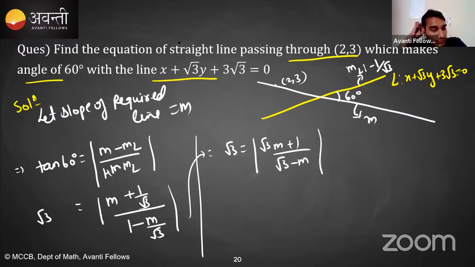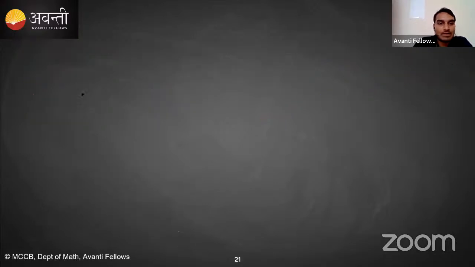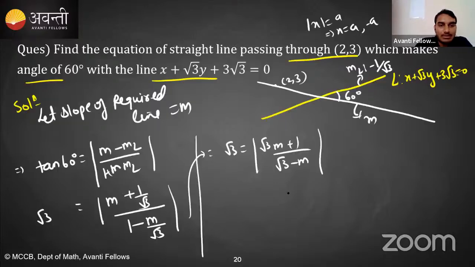Now everybody knows this: if mod x is equal to a, it implies x is a or minus a. So similarly, mod of this thing is equal to root 3. So there are two things you can infer. Okay, let me write it down quickly again: root 3 m plus 1 upon root 3 minus m, what will it be?